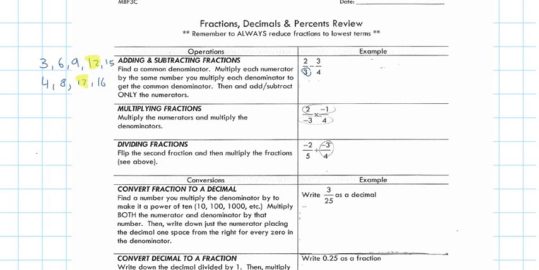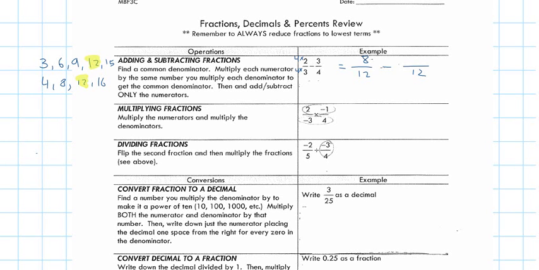Okay? So if I want to make this 12 and this 12, what do I have to do to the 3 to make it 12? What do I multiply the 3 by to make it 12? 4. So whatever I do to the denominator, I have to do to the numerator, right? So if I multiply the denominator by 4, I'm going to have to multiply the numerator by 4. So that gives me 8 over 12.